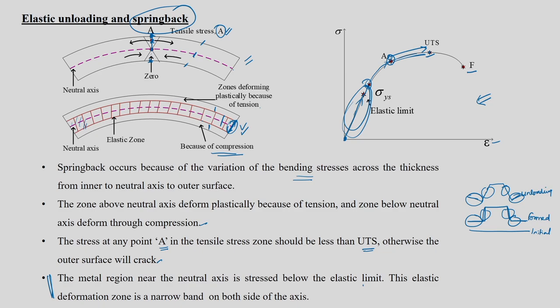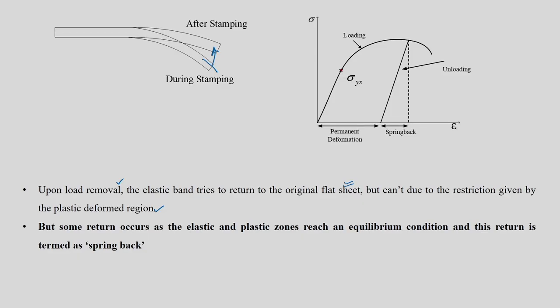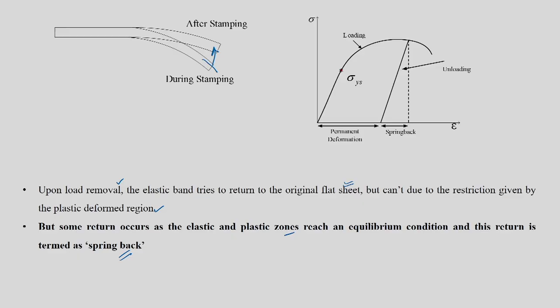But there will be some small change in the dimension, which is what we represent as spring back. Some return occurs as the elastic and plastic zones reach an equilibrium condition. This return is termed spring back. Full recovery, full dimension change, is not possible because you have already given some partial plastic deformation to it, and that suppresses the release of the elastic part. But still some dimensional changes occur, which is what we call spring back.